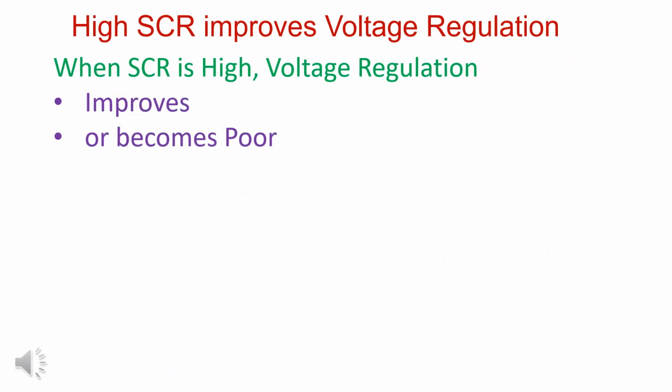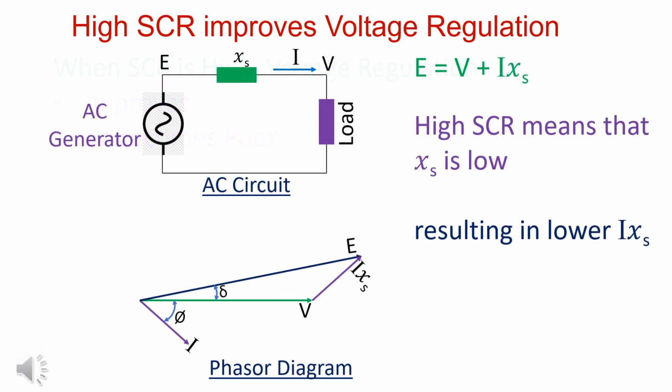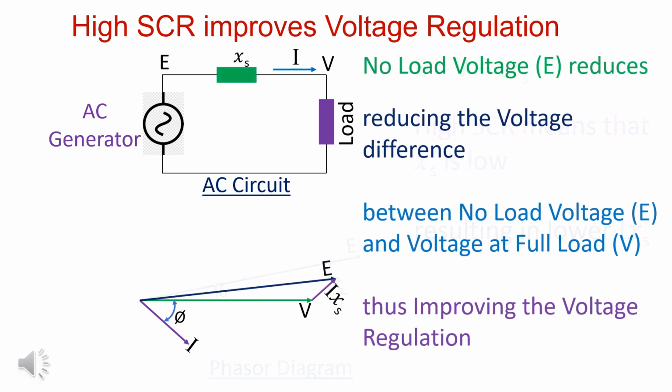When SCR is high, voltage regulation is better or poor? High SCR means that synchronous reactance is low, that is I ZS is low. Difference between E and V when load changes from no load to full load reduces, thus improving voltage regulation.